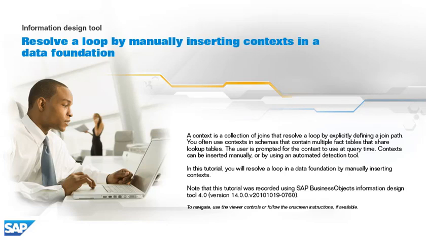A context is a collection of joins that resolve a loop by explicitly defining a join path. You often use contexts and schemas that contain multiple fact tables that share lookup tables. The user is prompted for the context to use at query time. Contexts can be inserted manually, or by using an automated detection tool.